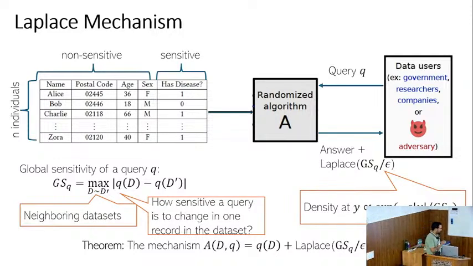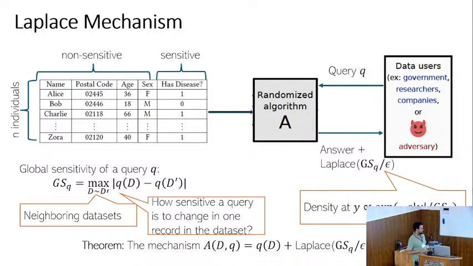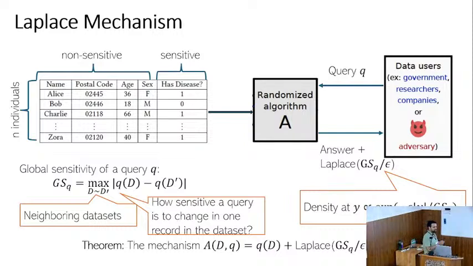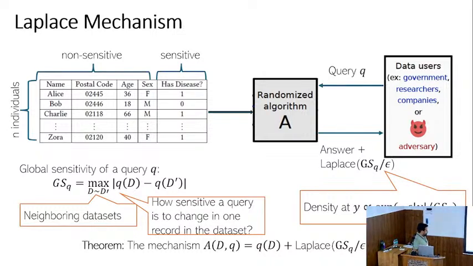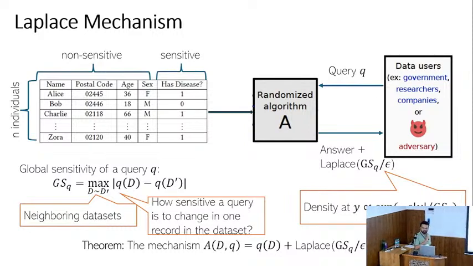Now there is a theorem that the mechanism A, which is a function of D, the dataset, as well as of the query Q, takes the query value at the dataset D. So Q(D) is the true answer to the query, and it adds Laplace noise proportional to the global sensitivity of Q divided by epsilon. If you release outputs based on this mechanism, it will satisfy epsilon-DP in that definition. So this is the theorem.